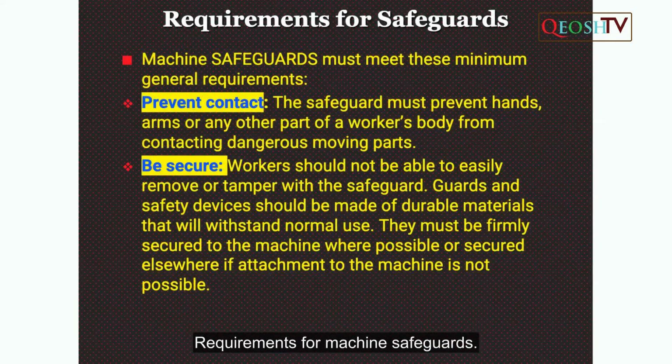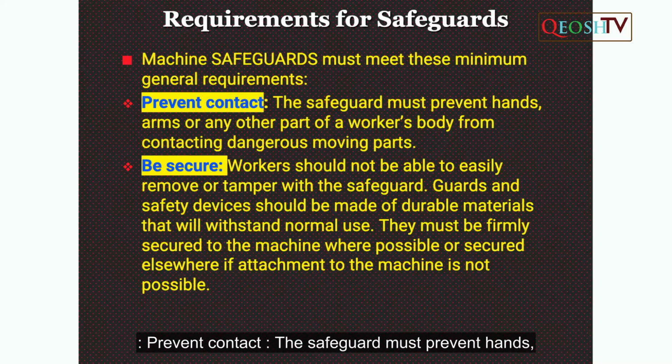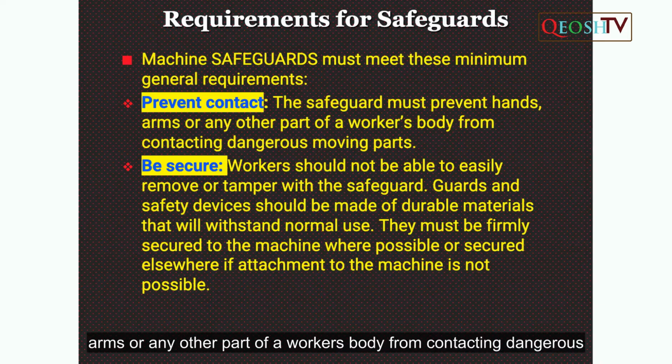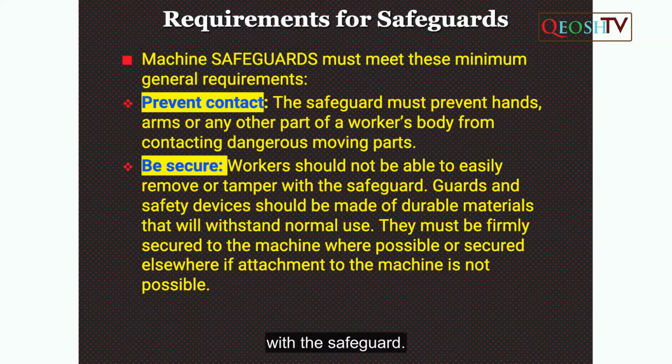Requirements for machine safeguards. Machine safeguards must meet these minimum general requirements. Prevent contact. The safeguard must prevent hands, arms, or any other part of a worker's body from contacting dangerous moving parts. Be secure. Workers should not be able to easily remove or tamper with the safeguard.